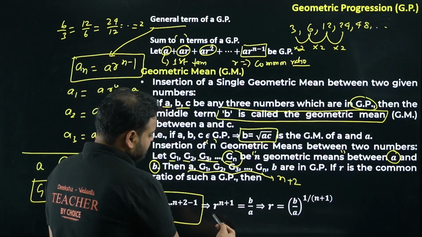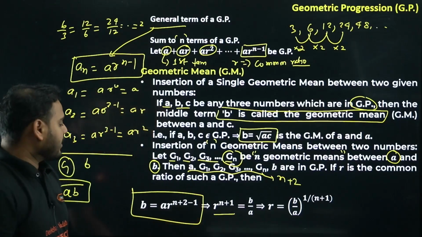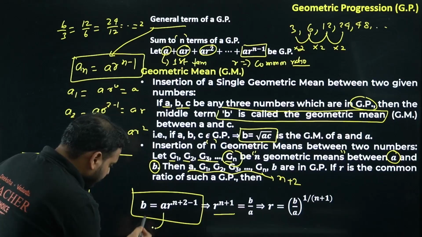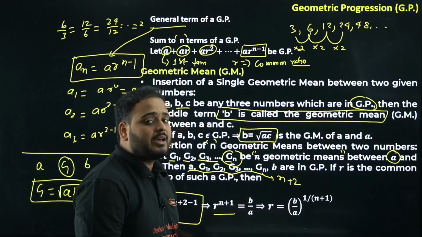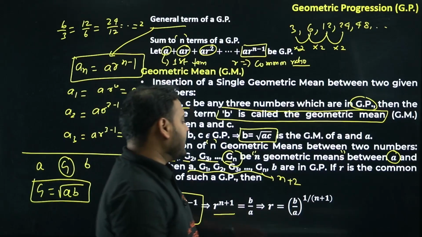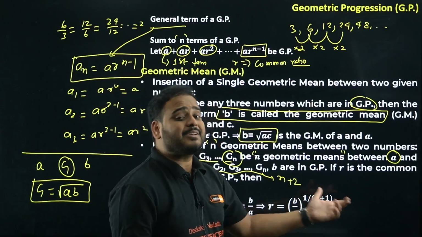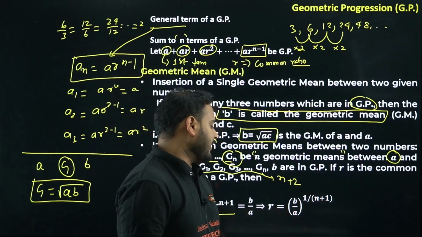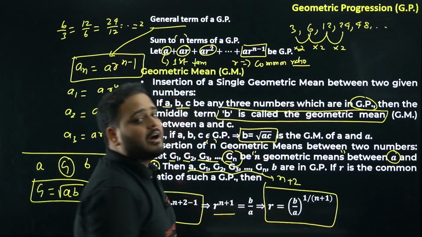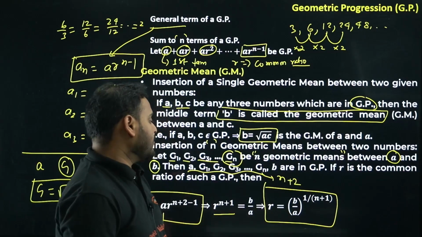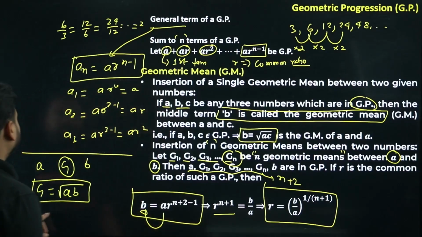This is getting as r power n plus 1. And this a can be taken over here. So I'm getting b by a equals r power n plus 1, and if I have to find the value of r, I have to take the n plus 1 root of the value b by a. This is the expression for your r. What is r? Common ratio.